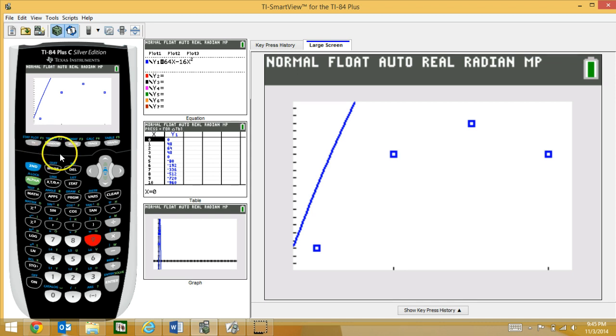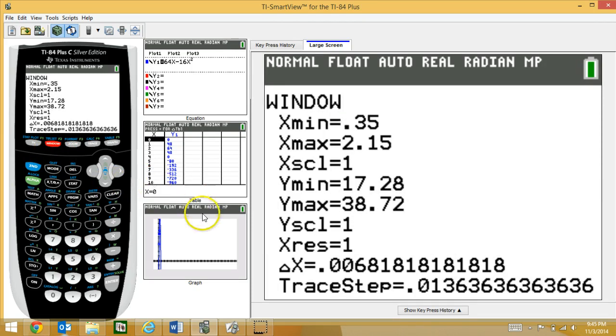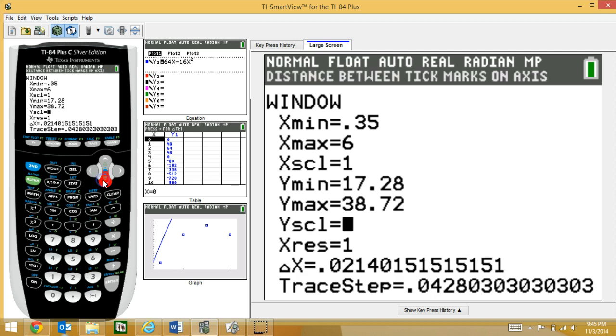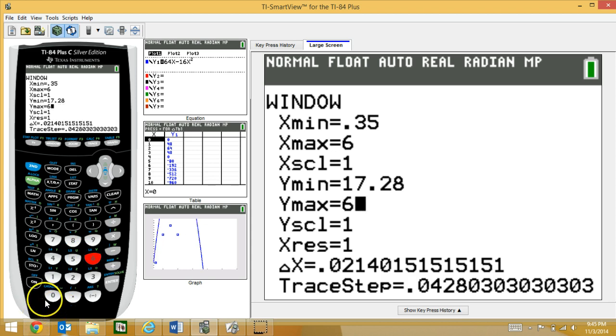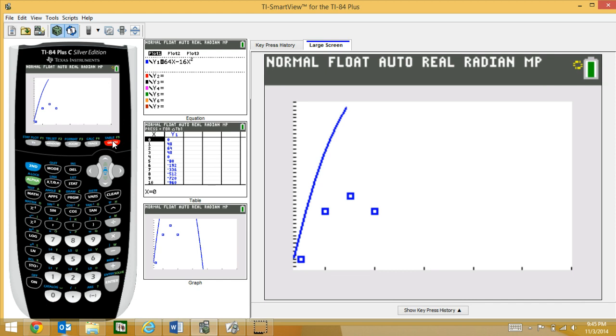Okay, so I'm going to expand my window. I need to increase my X max and Y max to include that first graph. So I'm going to take it out to maybe like 6, just to see. And I'm going to take the Y max up to about 60. And then I'm going to hit graph, and I still have those 2 dots. Okay, I see most of that parabola, but not quite all.